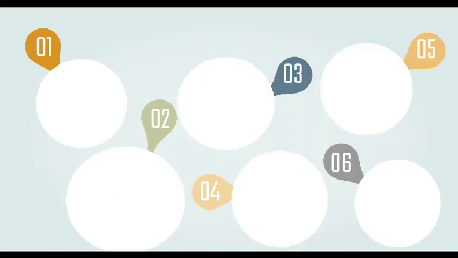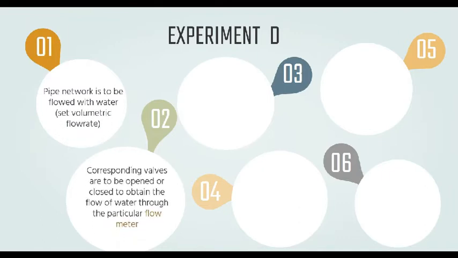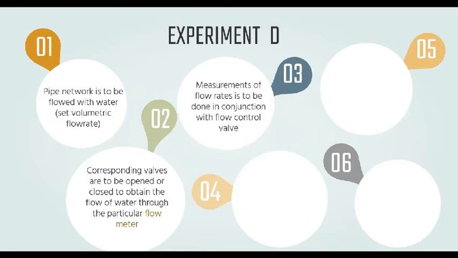For experiment D, same procedure for steps 1 and 2. The corresponding valves are to be opened or closed to obtain the flow of water through the particular flow meter. For experiment D, we have two types of flow meter, the venturimeter and also the orifice meter. The measurement of flow rates is to be done in conjunction with the flow control valve.